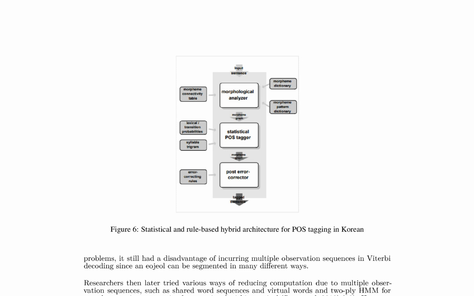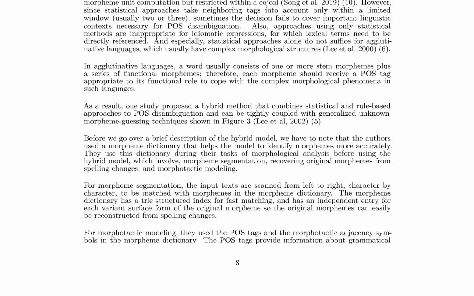For morphotactic modeling, the study uses POS tags and morphotactic adjacency symbols in the morpheme dictionary. These provide information about grammatical functions and the possible combinations of morphemes, enhancing the accuracy of the POS tagging process. The hybrid model can be tightly coupled with generalized unknown morpheme guessing techniques, demonstrating a potential solution to overcome the challenges posed by agglutinative languages in POS disambiguation.